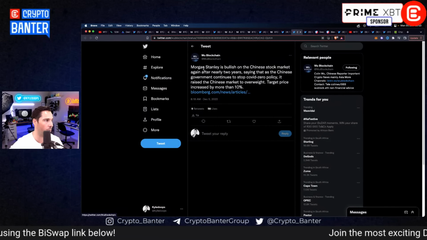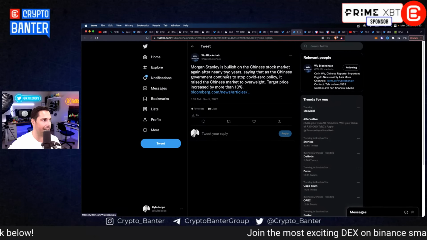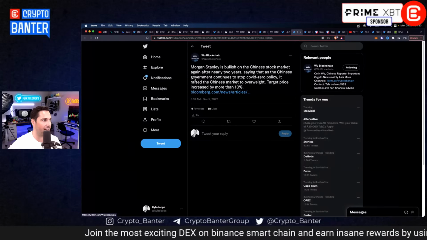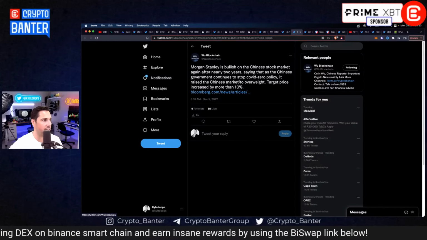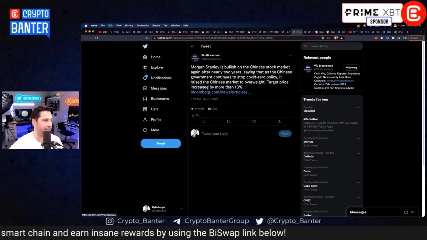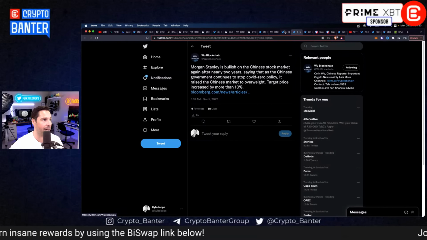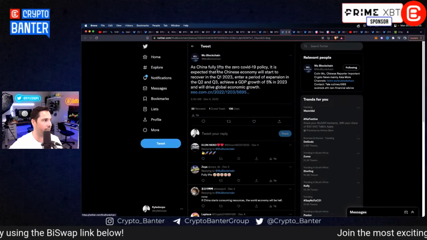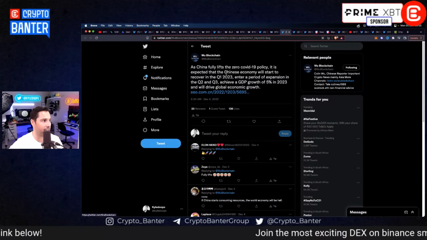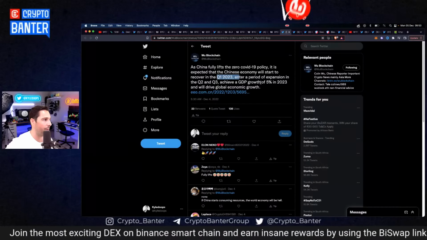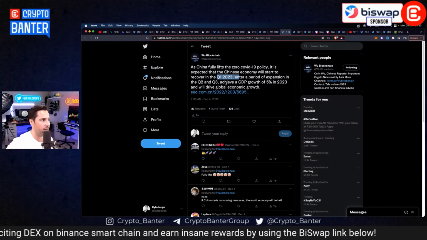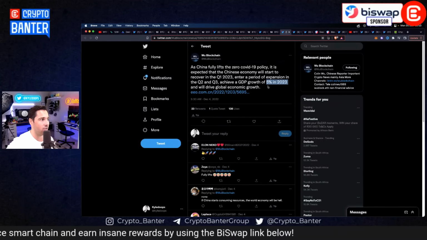It says here by Wu Blockchain, which just came in, Morgan Stanley is bullish on the Chinese stock market again after nearly 2 years, saying that as the Chinese government continues to stop COVID zero policy, it raised the Chinese market to overweight. Target price increased by more than 10%. And he says, as China fully lifts the zero ban, it's expected that the Chinese economy will start to recover in Q1 of 2023, enter a period of expansion in Q2 and Q3, and achieve GDP growth of 5% in 2023.